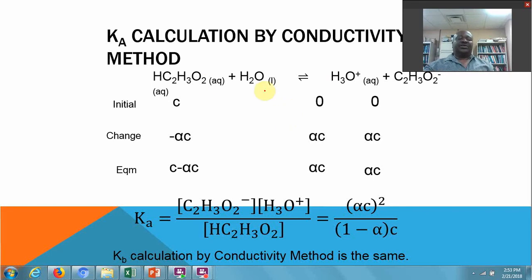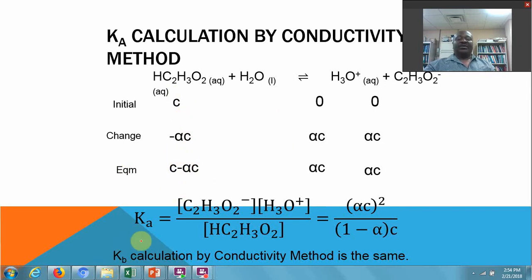Suppose the initial concentration is C before ionization, so 0, 0 on the other side. Following the previous definition, the change is alpha C, because alpha is the fraction that dissociates. So minus alpha C, alpha C, alpha C. Then the equilibrium concentration is the initial minus the change. Aha, the ICE table.